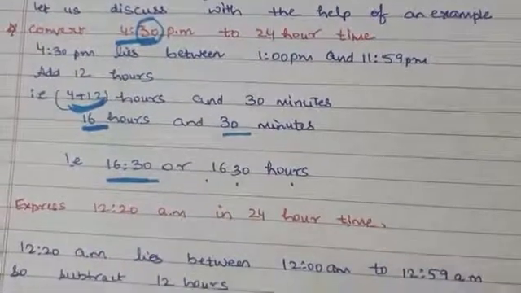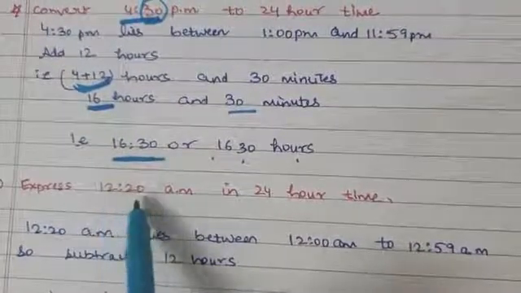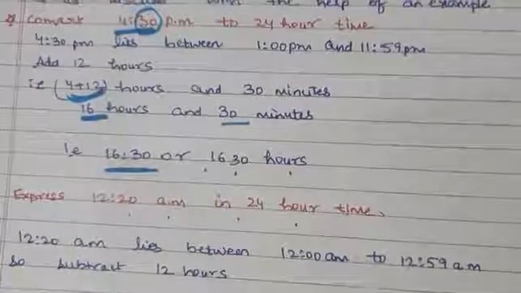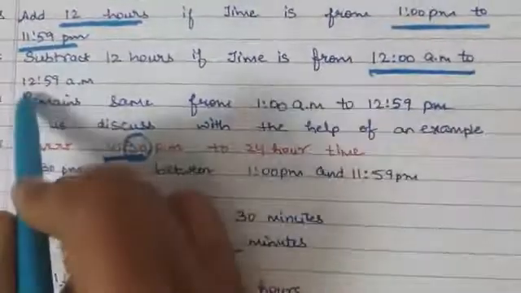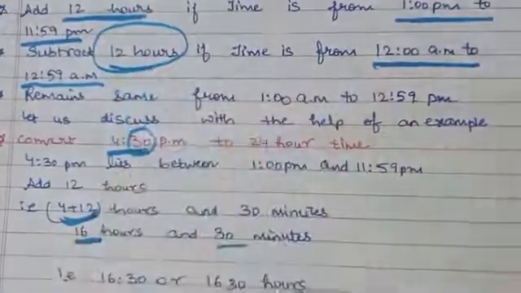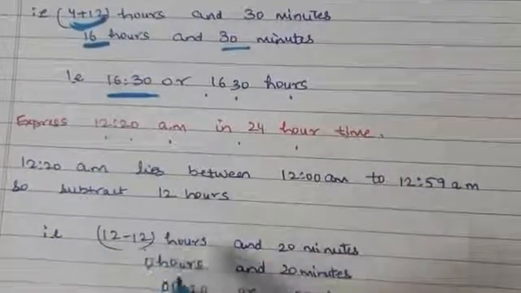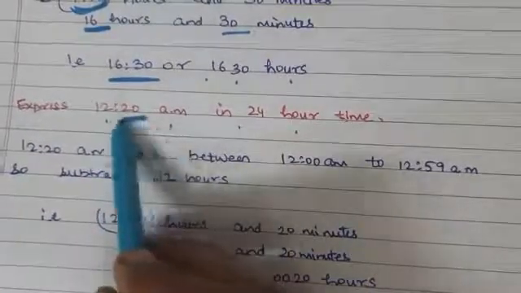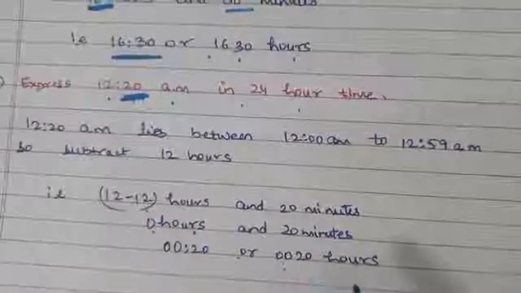In the next example, we have to convert 12:20 a.m. in 24-hour time. Now 12:20 a.m. comes in between 12 a.m. to 12:59 a.m. So what we will do? We will subtract 12 hours. So now 12 minus 12, we get 0 hours. So what is left? Only 20 minutes. So that is 0:20 hours. Clear?